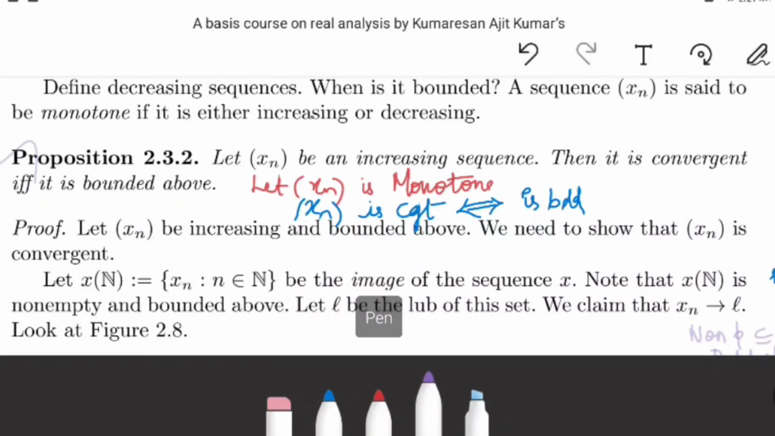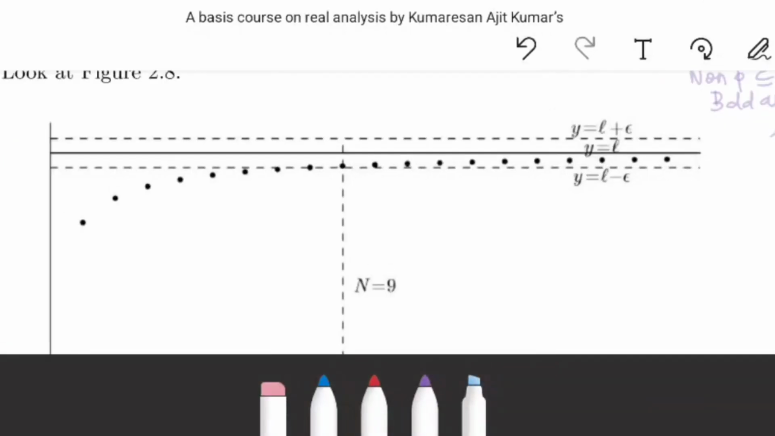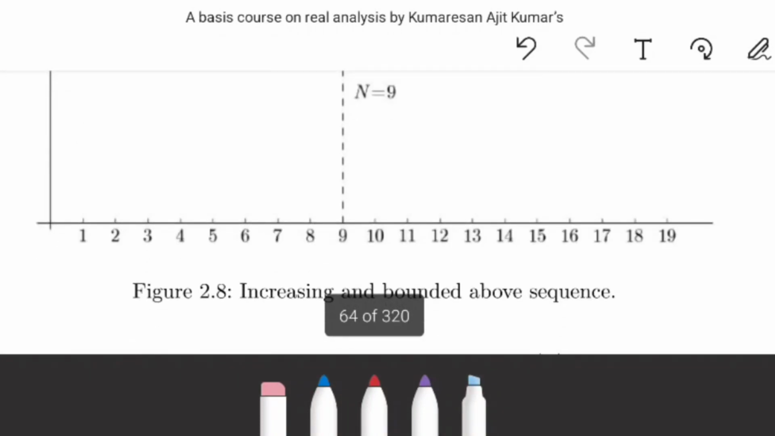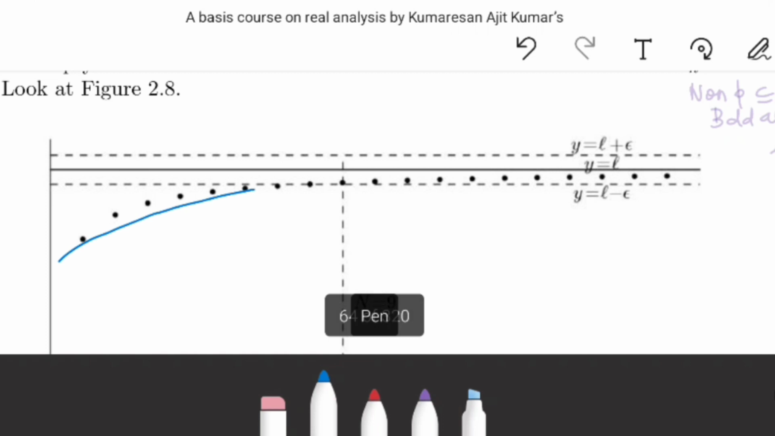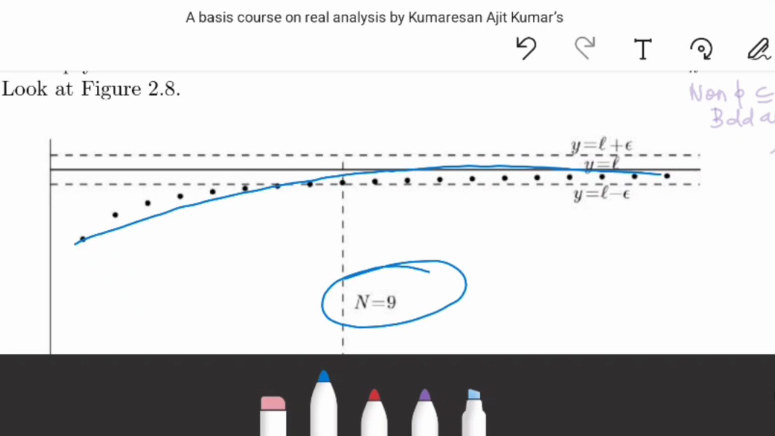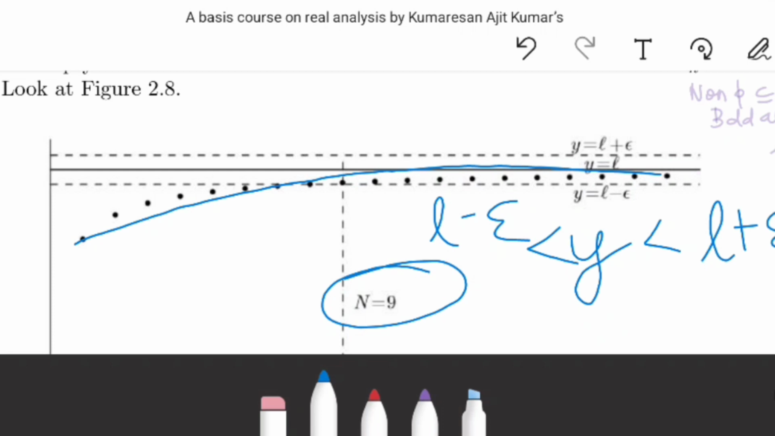So this proposition is a particular case of this one. That is, monotone means I am taking it as a monotonically increasing sequence. Now I have to say it is convergent if and only if it is bounded above. This is the representation of an increasing and bounded above sequence. The sequence is increasing but bounded above, which means there exists an nth stage after which Hn will lie between L minus epsilon and L plus epsilon. That is what we know about convergence, then it is said that Hn converges to L. So there should exist some stage n. This is the idea for solving this theorem.